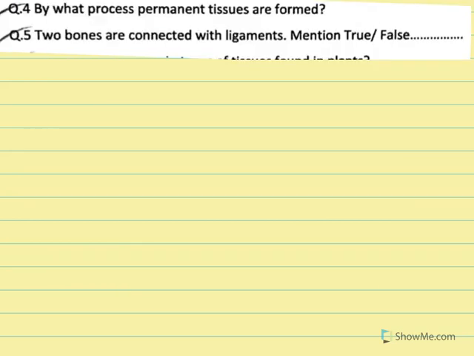Two bones are connected by a ligament. Ligaments connect one bone to another bone. It is connected by a ligament, which is a connective tissue.